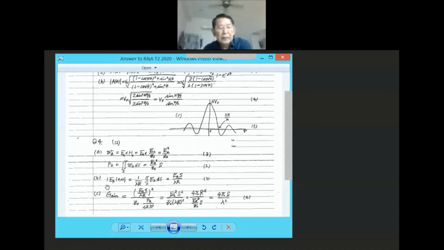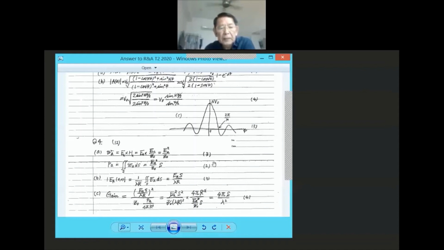And the electric field in the far field is expressed by this calculation. The aperture field is integrated over the aperture area. So the electric field on the aperture is constant. So this part becomes EA multiplied by S divided by lambda R.